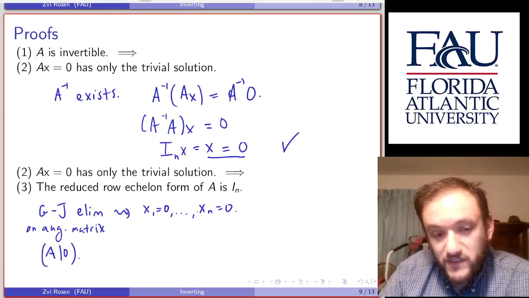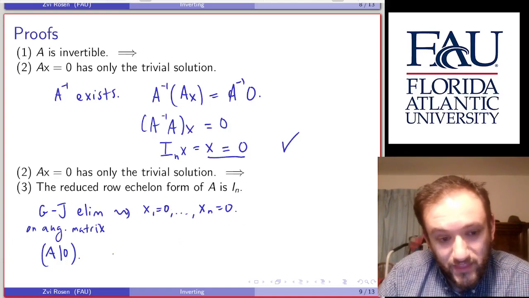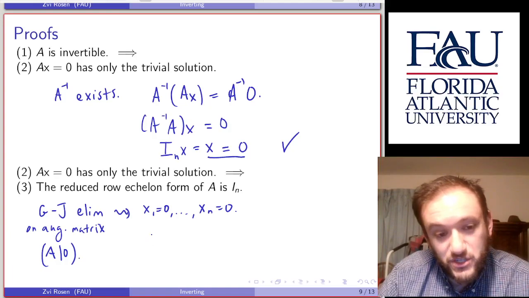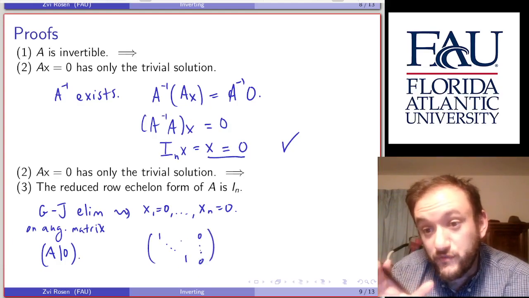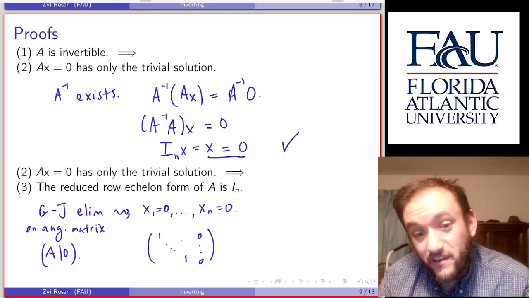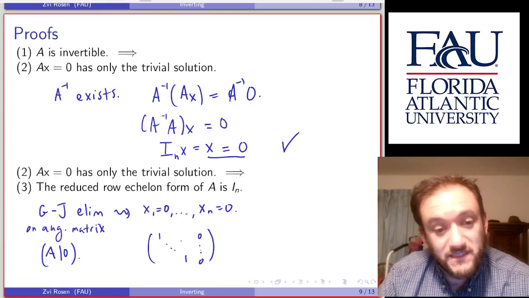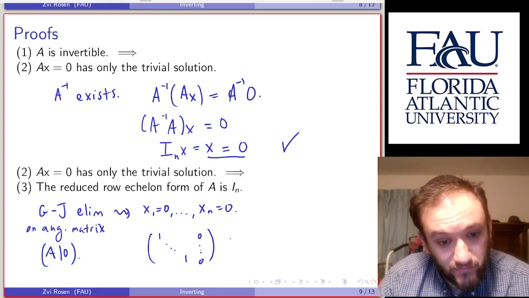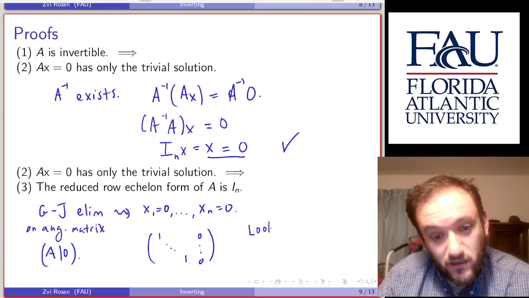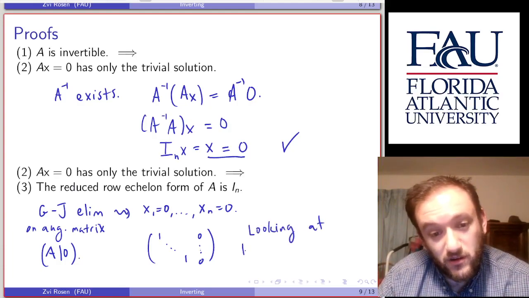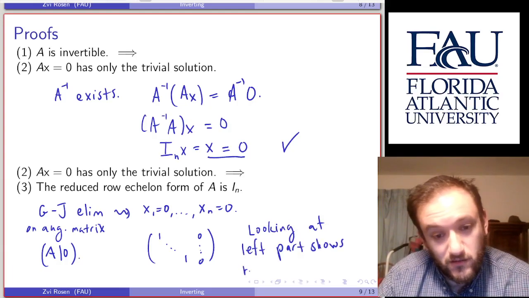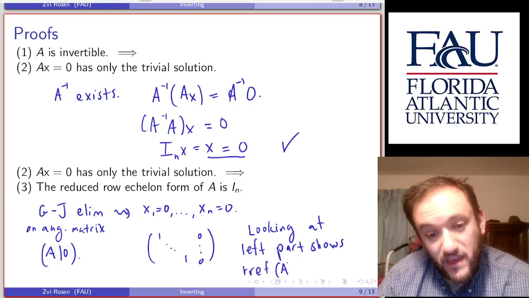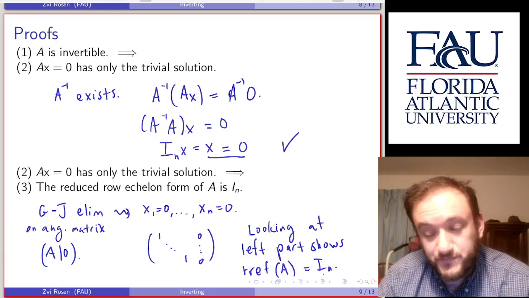So if x1 equals 0 through xn equals 0, what that means is that this Gauss-Jordan elimination gets me to a matrix that looks like this, with zeros here. But that means that if I was just focusing on the left-hand side of that, on just A, that means that A reduces to the identity matrix via Gauss-Jordan. So looking at the left part shows that the RREF, the reduced row echelon form of A, is the identity matrix.